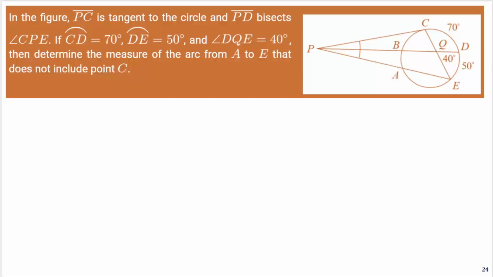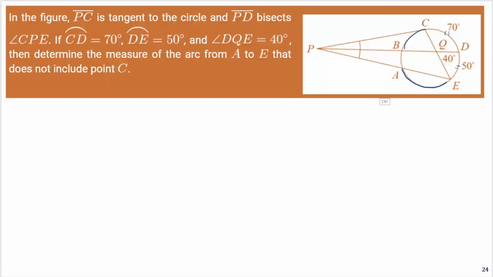Let's have a look at the solution together. So you want to find the measure of this shorter arc here, right? We know the whole circle is 360 degrees. We know this section CD is 70 degrees. We also know DE is 50 degrees. So if you can find this arc and this arc, then using 360 minus this part, this part, this part, and this part, that'll give us the measure of AE, right?